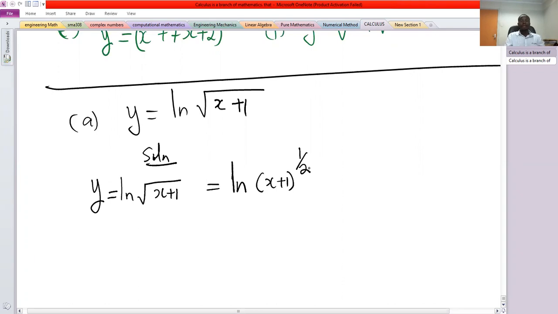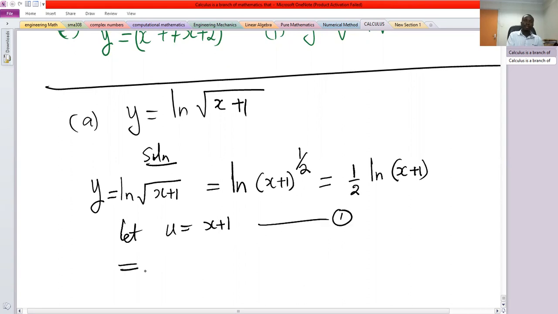So what we do, we let this same thing be written as a half ln of x plus 1. These are lots of logarithms. So we let u be x plus 1, call it equation 1. So this means y will be a half ln of u, because this part is already u.